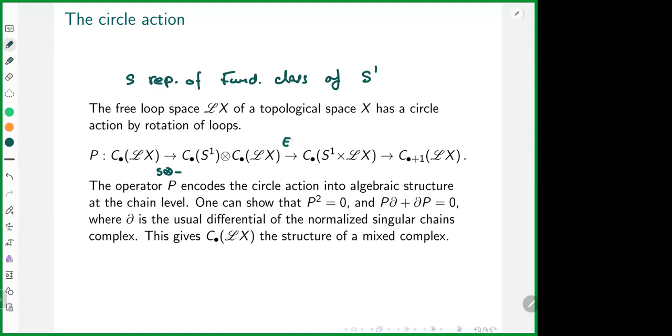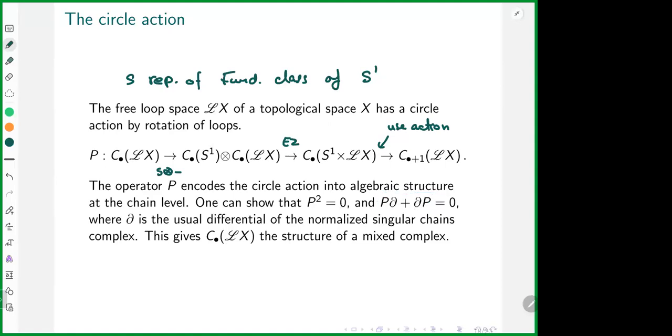But then we have the Eilenberg-Zilber map that gives me an element in the product of S1 and L of X. But we have a map from this to L of X because we have an S1 action. So here we use the action of S1 on LX to produce, again, a chain on L of X. So what is this? This is an operator that is going up, is degree plus 1, and it's using the action. So it's encoding the action of S1 into algebra, right? And it's very nice in the sense that it actually squares to 0, and it anti-commutes with the usual differential of the chains on the free loop space.